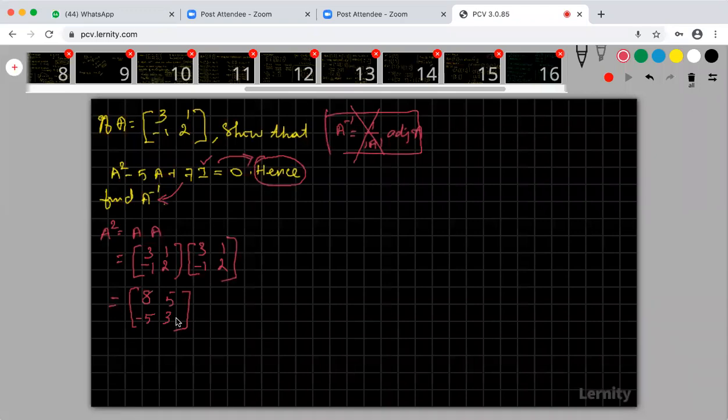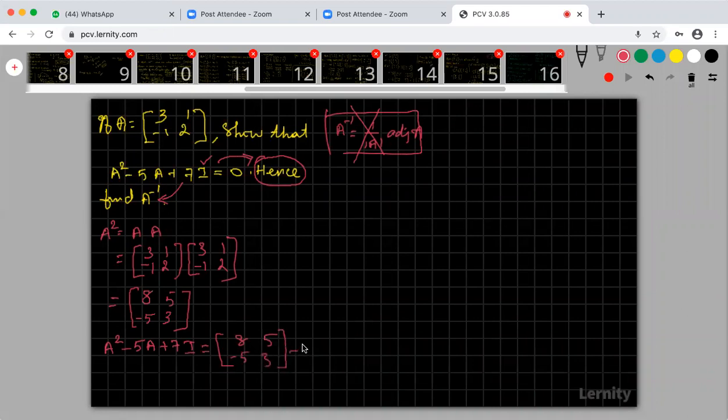Okay. So this is your A square, 8 5 minus 5 3. Now apply that. Come to the LHS. What is my LHS? A square minus 5A plus 7I. So therefore A square minus 5A plus 7I equal to, what is actually my A square? My A square is 8 5 minus 5 3.